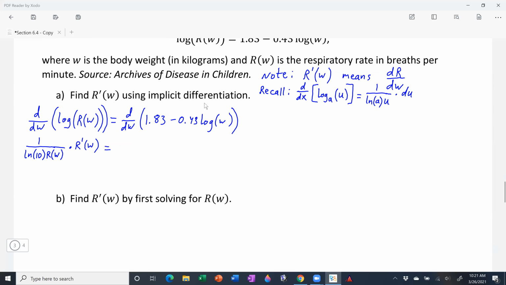Then on the right-hand side, the derivative with respect to W, that constant is just gone. And then we're going to get this negative 0.43. And then another derivative here. So it's log with a base 10. And so again, let's write this as 1 over the natural log of 10 with w, and then times the derivative of w. Okay, but since we're taking the derivative with respect to w, it would just be times 1. Okay, so that's done for there.